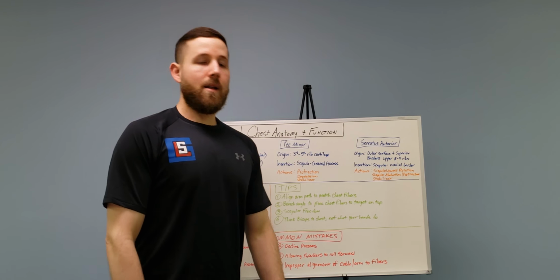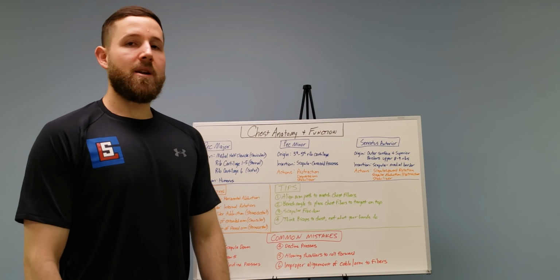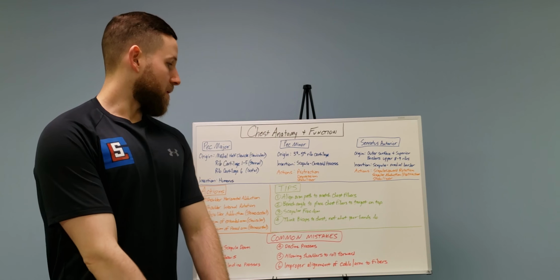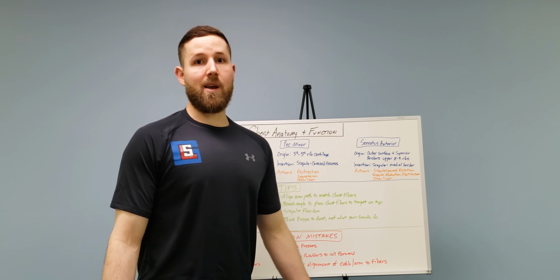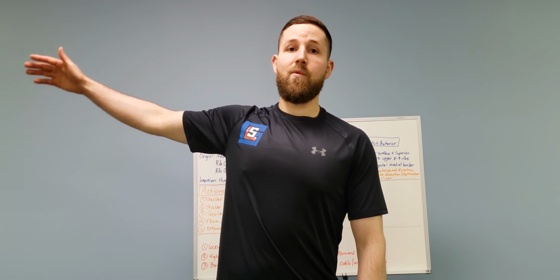And lastly, improper alignment of cable and arm to the fibers you want to train. Like I was discussing earlier, the costal fibers, you want that cable to be in line with those costal fibers. For clavicular fly and arm path, you want the cable and the arm to line up with the fibers you want to train. Also horizontal adduction for the sternal.